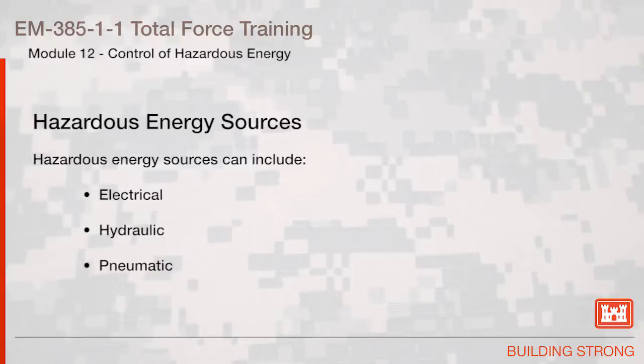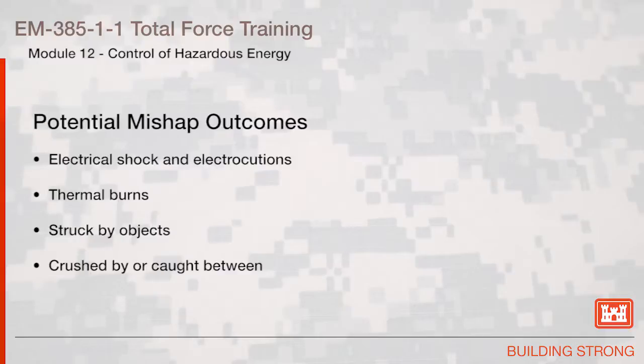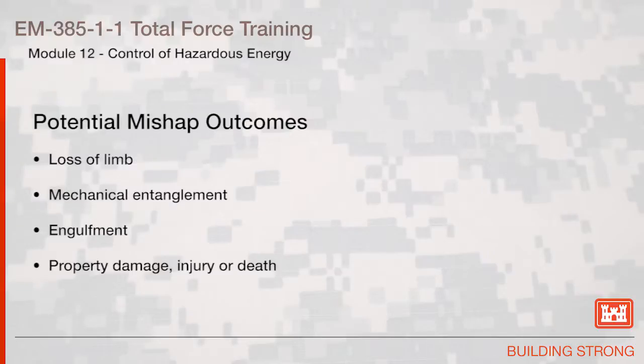Hazardous energy sources can include electrical, hydraulic, pneumatic, steam, thermal, chemical, and gravity. Potential mishap outcomes could include electrical shock and electrocutions, thermal burns, struck by objects, crushed by or caught between, loss of limb, mechanical entanglement, engulfment, and property damage, injury, or death.